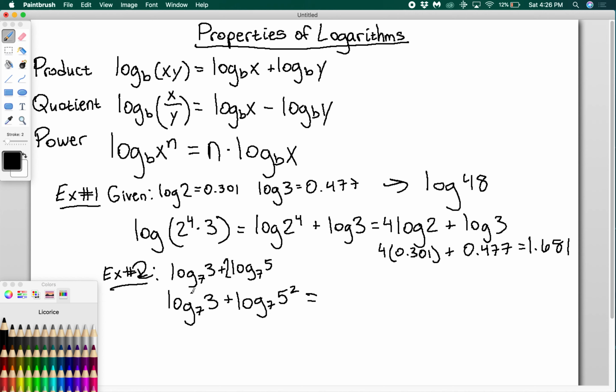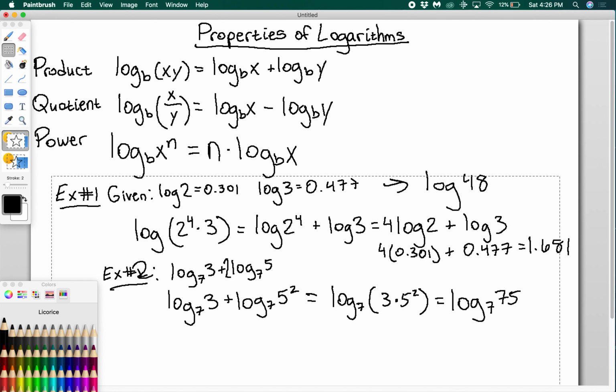Then, now I have this sum of two logs, which I can write as a product. So I have log base 7 of 3 times 5 squared. 5 squared is 25. 25 times 3 is 75. And I've rewritten this as log base 7 of 75. Okay. Let's do one more.